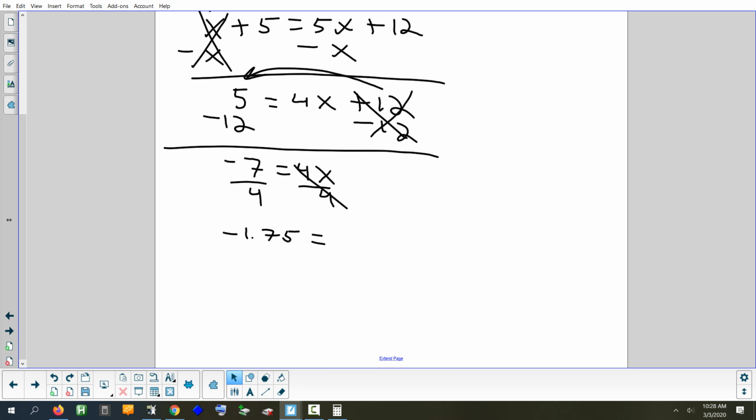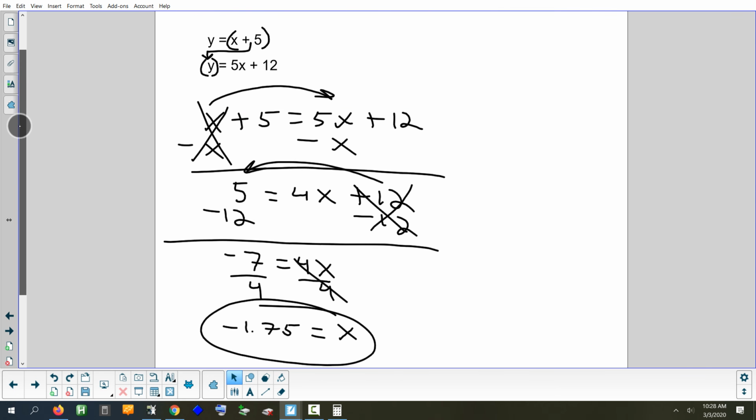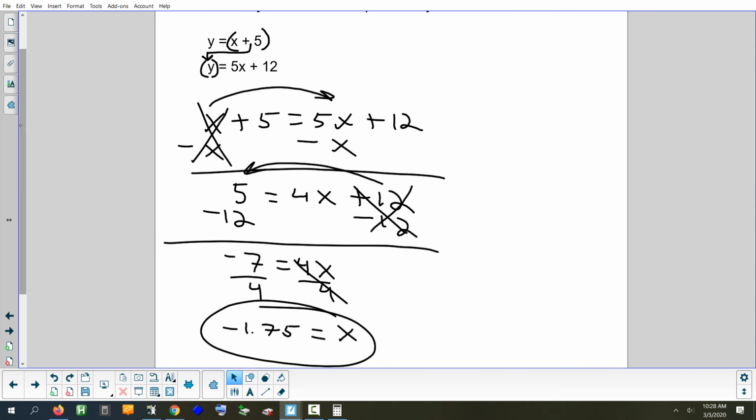And what does that equal? That's x. Okay, are we done? No. What do we have to find now? We have to find the y. So what do we do with that -1.75? Plug it in for x, because it equals x.